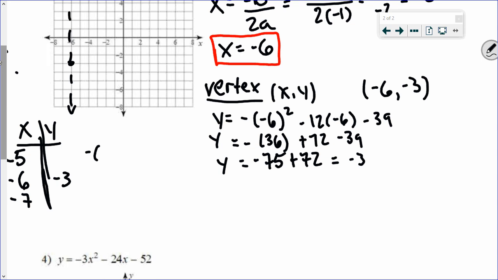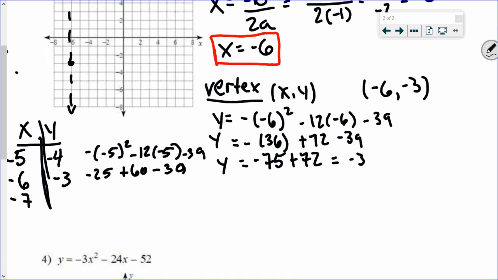Plugging that into the original equation, which was negative x squared, so we're putting in negative 5 squared minus 12 times x minus 39. So we simplify all this, it's negative 25 plus 60 minus 39. And on a calculator, we're getting negative 4. So when I plugged in negative 5, I got negative 4. So I plot that point. I know that it's reflected across, so at negative 7, I'd also be at negative 4. And that is what our parabola should look like.